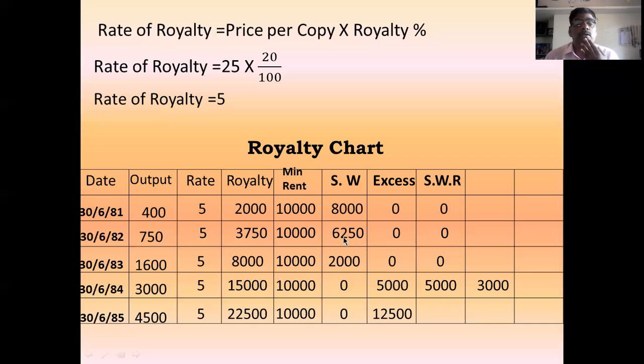Then come to the second, 6,250. For 6,250, next 3 years are 1, 2, 3 up to this stage. Up to this stage means up to 1985. In 84, the 5,000 amount is there, but it is already recovered. Therefore, you go to the next amount, 12,500 excess. Time given for 6,250 is next 3 years, 1, 2, 3. Okay, these are the 3 years.